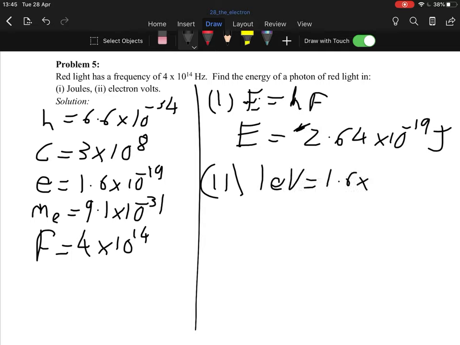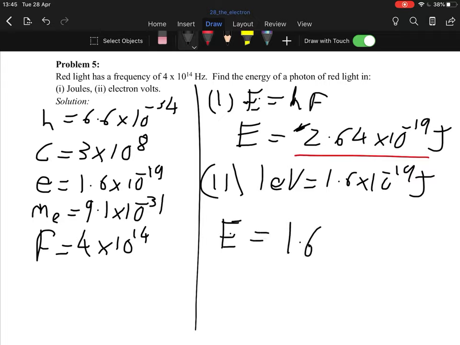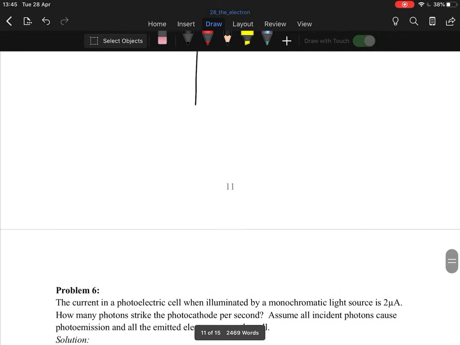Part 2, convert that to electron volts. Well, what do we say? 1 electron volt equals 1.6 by 10 to the minus 19 joules. So we therefore divide by 1.6. So E, we divide 2.64 by 10 to the minus 19 by the charge of an electron, and we should end up with 1.65 electron volts.